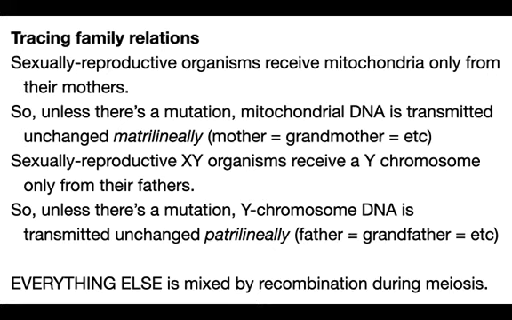Finally, when we trace family relations, since we've just talked about ancestry DNA tests, there are some things that we can do that are reliable and stable ways of telling who's related to who. So, sexually reproductive organisms receive their mitochondria only from their mothers. Remember, with a sperm cell and an egg cell, the egg cell is much, much larger. And so it can carry mitochondria, whereas the sperm cell doesn't really have room for that. So mitochondria have their own DNA, and unless there's a mutation, mitochondrial DNA is transmitted unchanged matrilineally.